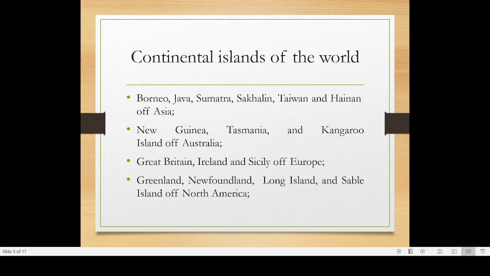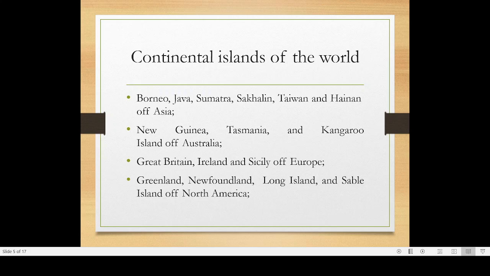Sakhalin Island is near Russia and Japan. Then Taiwan. Hainan is an island of China. So these are all examples of continental islands. Then there are some major islands like New Guinea, Tasmania, and Kangaroo Island, which are part of Australia. Then Great Britain is a continental island. Ireland is a continental island. Sicily is a continental island.